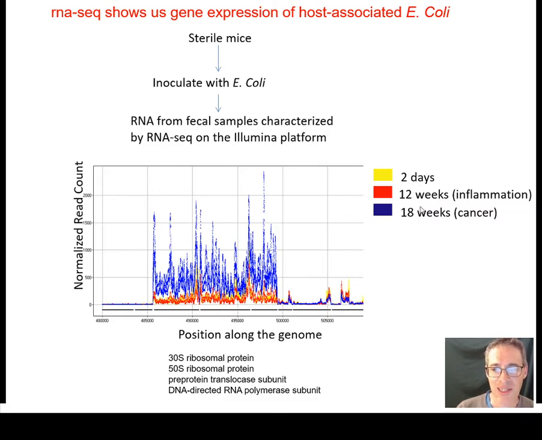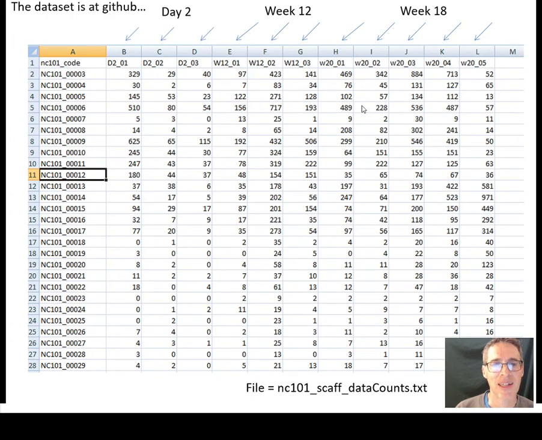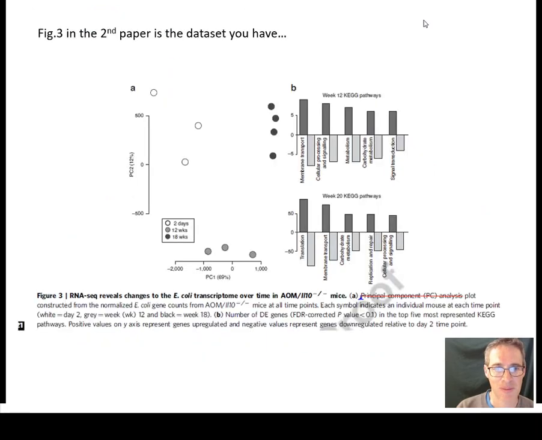So this transcription data set that we have, looking at 2 days, 12 weeks, and 18 weeks, can really be thought of as a measure of disease. There's very little disease, no inflammation in the mice at time point 2. At time point 12, this has progressed to inflammation. And at time point 18, this has progressed to full-on cancer in the mice. The question that we can ask with this data set is which genes expressed in E. coli are associated with this transition going from no disease to full-on cancer in these mice.